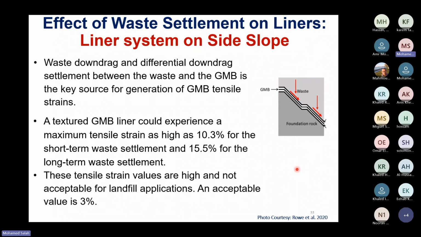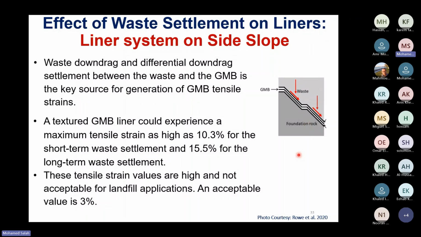Second thing is waste settlement also has an adverse effect on the liner system of a side slope. And actually, it is something we can compare to the down drag on piles in soft soil. So when the waste settles, the waste down drag and the differential down drag between the waste and the geomembrane on the side slope of a landfill is considered a key source for generation of tensile strains in the geomembrane. So the waste is settling, the geomembrane stays in its place, so this results in down drag on the geomembrane due to the waste.